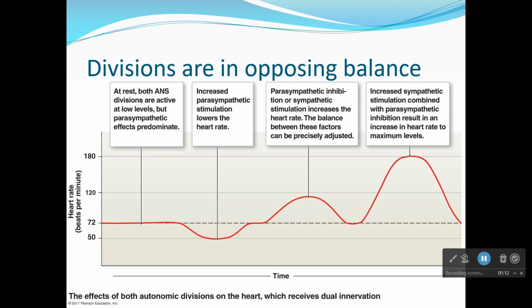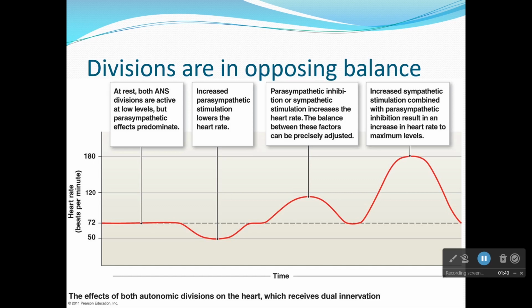So in other words, at any given time, each system can push the measure. This is heart rate this time, but it could be blood pressure, it could be any other thing. The different systems can push it around because neither is at its end point. There's always more stimulation you can do, there's always more inhibition you can do on both sides.